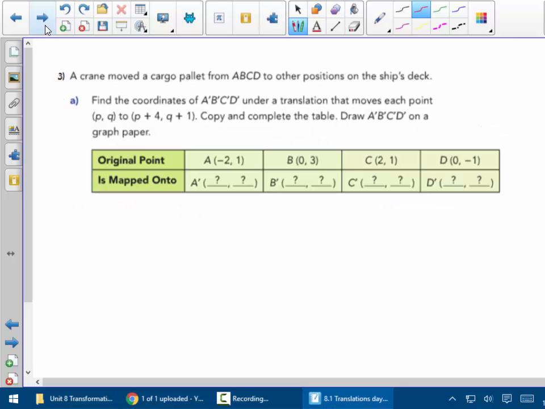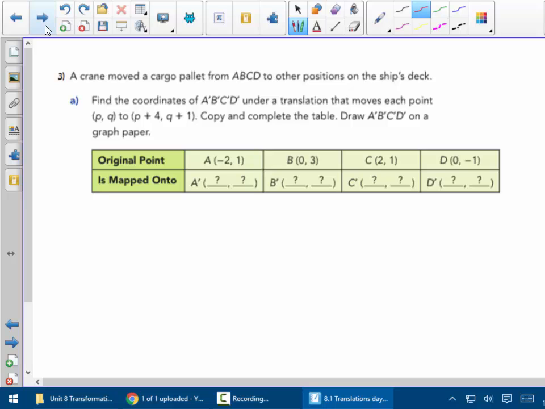Number 3, a crane moved a cargo pallet from ABCD to other positions on the ship's deck. Find the coordinates of A prime, B prime, C prime, D prime under a translation that moves each point, P, Q, to P plus 4, Q plus 1. So they're adding 4 to the x, or the P, and adding 1 to the y, or the Q. Copy and complete the table. Draw A prime, B prime, C prime, D prime on graph paper.